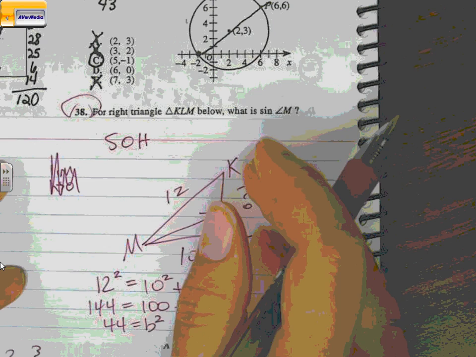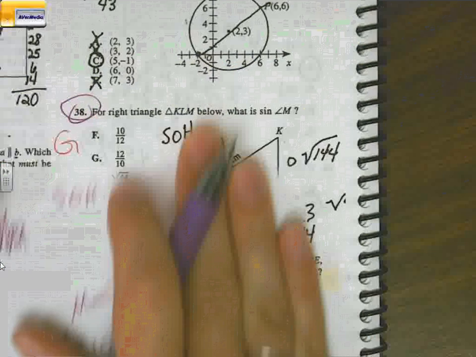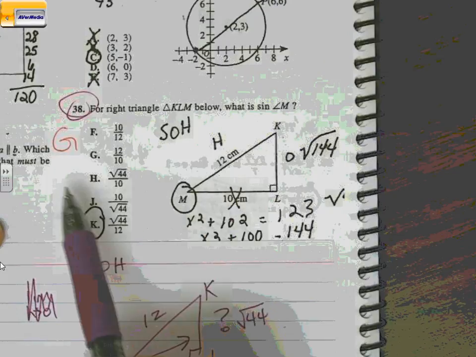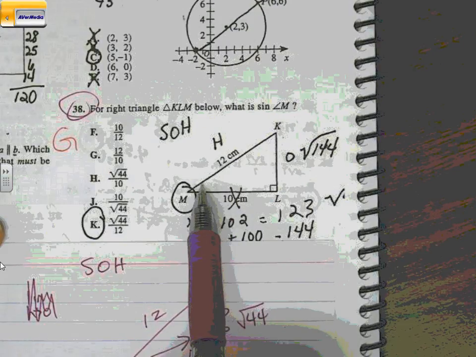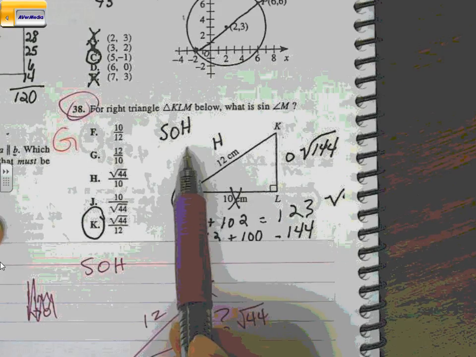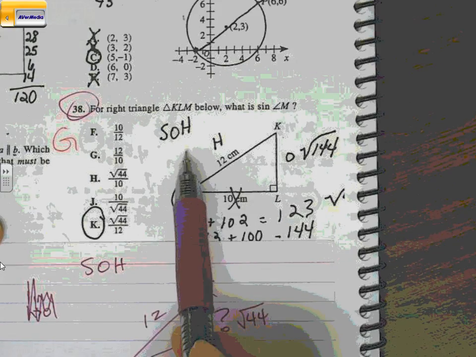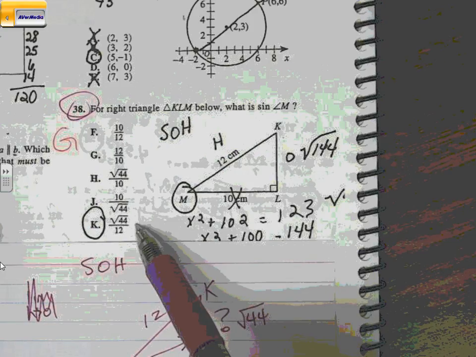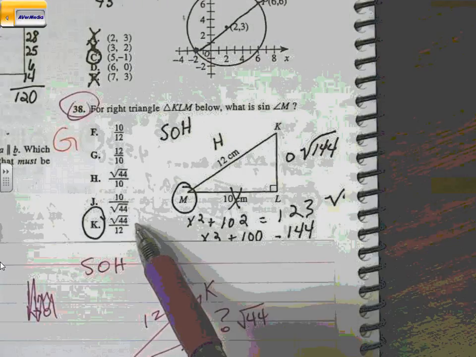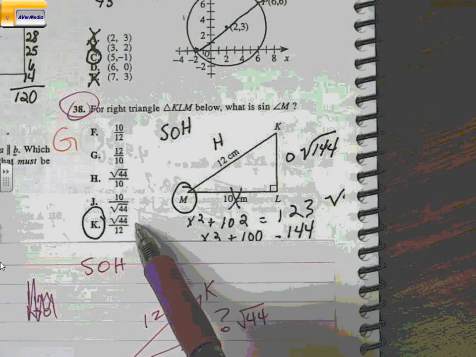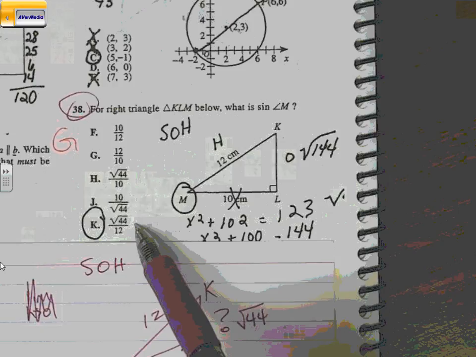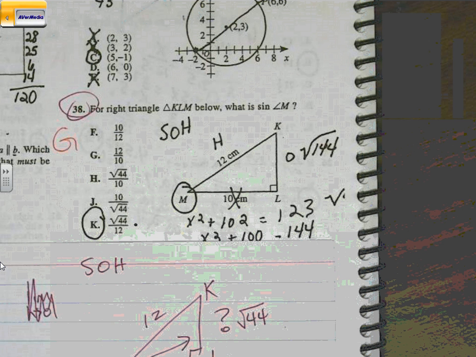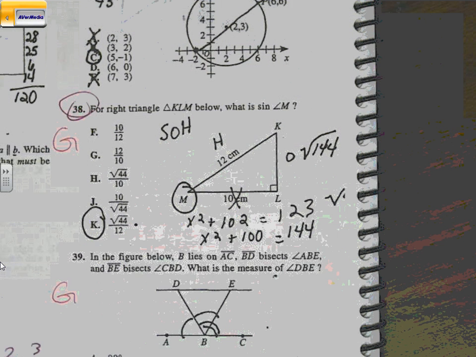Again, though, I want to teach you a little bit about ACT. Look at the answers. I know the answer is not 10 over 12, because isn't that the cosine, the adjacent over hypotenuse? Right? None of the others have 12 on the bottom. So wouldn't the answer have to be K, even if you couldn't find the square root of 44 for some reason? Because it's the only one that makes sense with opposite over hypotenuse. So keep stuff like that in mind. Even if you get stuck, reasonably think about the answers and see if there's any shortcuts you can take.